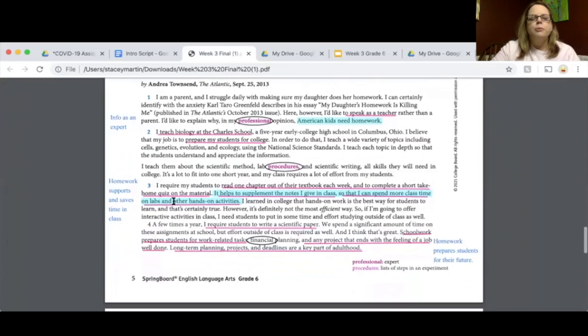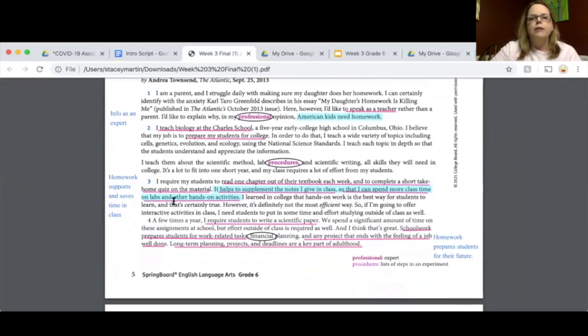I teach them about the scientific method, lab procedures, and scientific writing, all skills they will need in college. It is a lot to fit into one short year, and my class requires a lot of effort from my students. I require my students to read 1 chapter out of their textbook each week and to complete a short home quiz on the material.